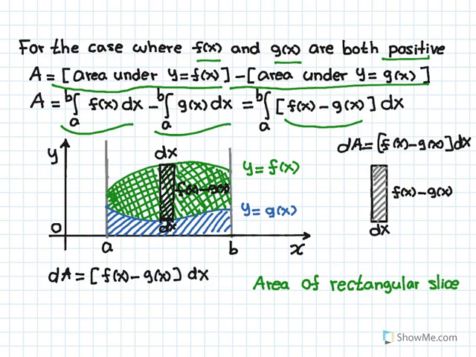Now the area of the region is going to be the integral from a to b, and we add up all the rectangular slices. Integral dA. That's integral a to b f of x minus g of x dx.